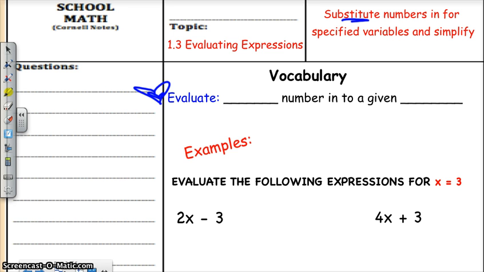Okay? So, the vocab that we need to know is evaluate. And what evaluate means is you plug a number in to a given variable. That's it. You plug a number into a given variable. You plug it in, you substitute it in, you put it there. That's what it means, evaluate.